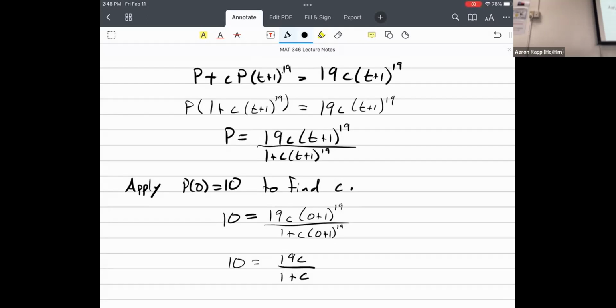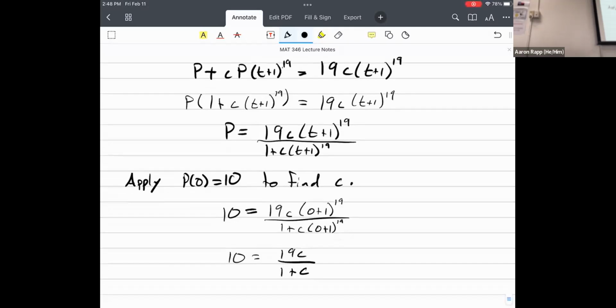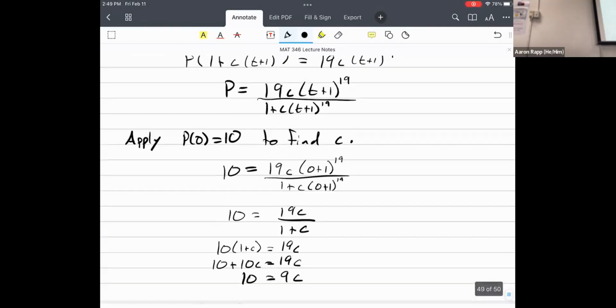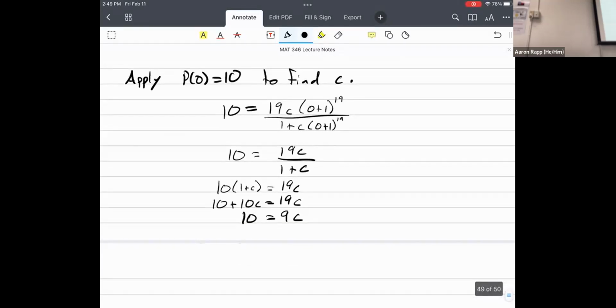Well, again, same issue we had before. We have a c in the numerator and denominator. Well, let's get everything on the same level. So multiply everything by 1 plus c. That gives me a 10 plus a 10c is equal to a 19c. Subtract 10c from both sides. And then I get that the constant c needs to be what? 10 over 9.